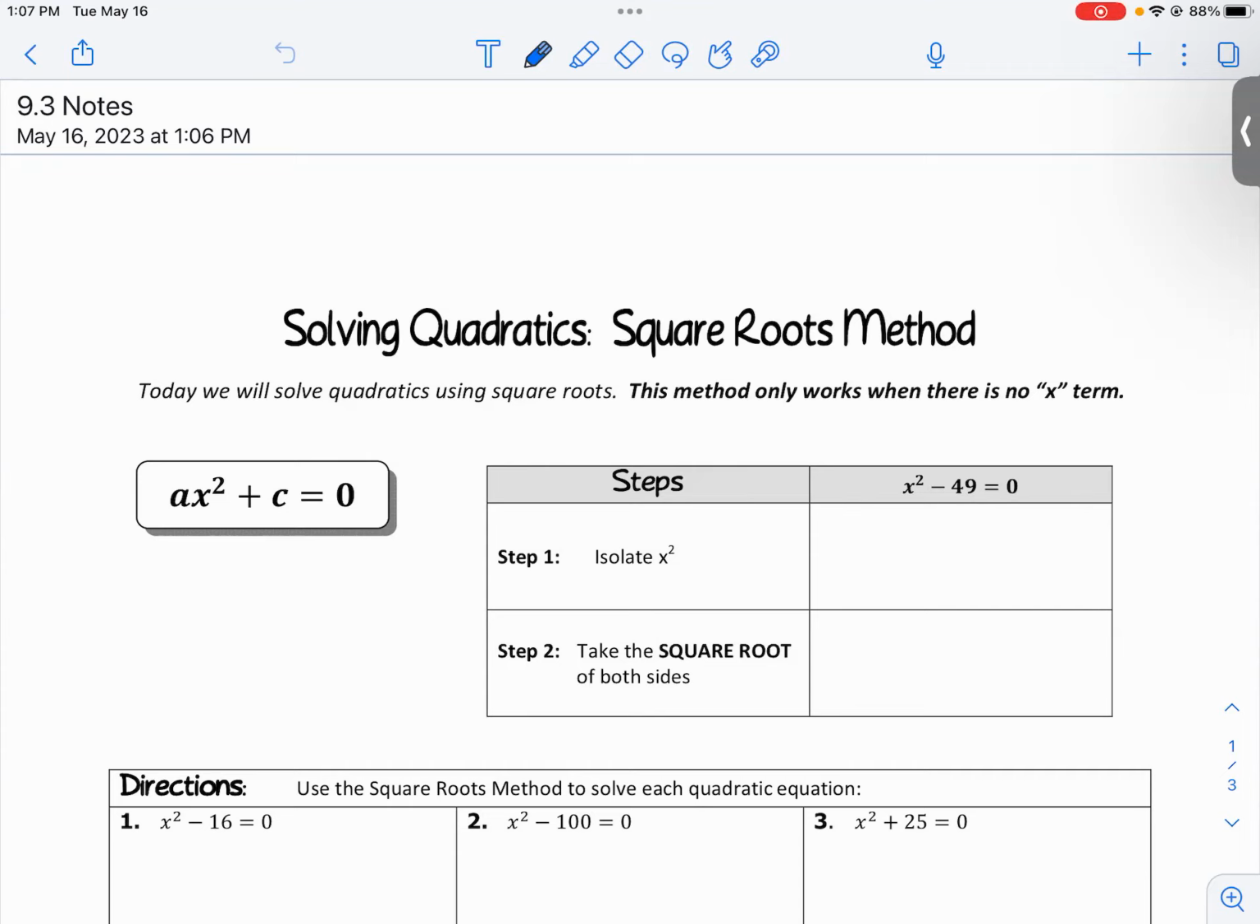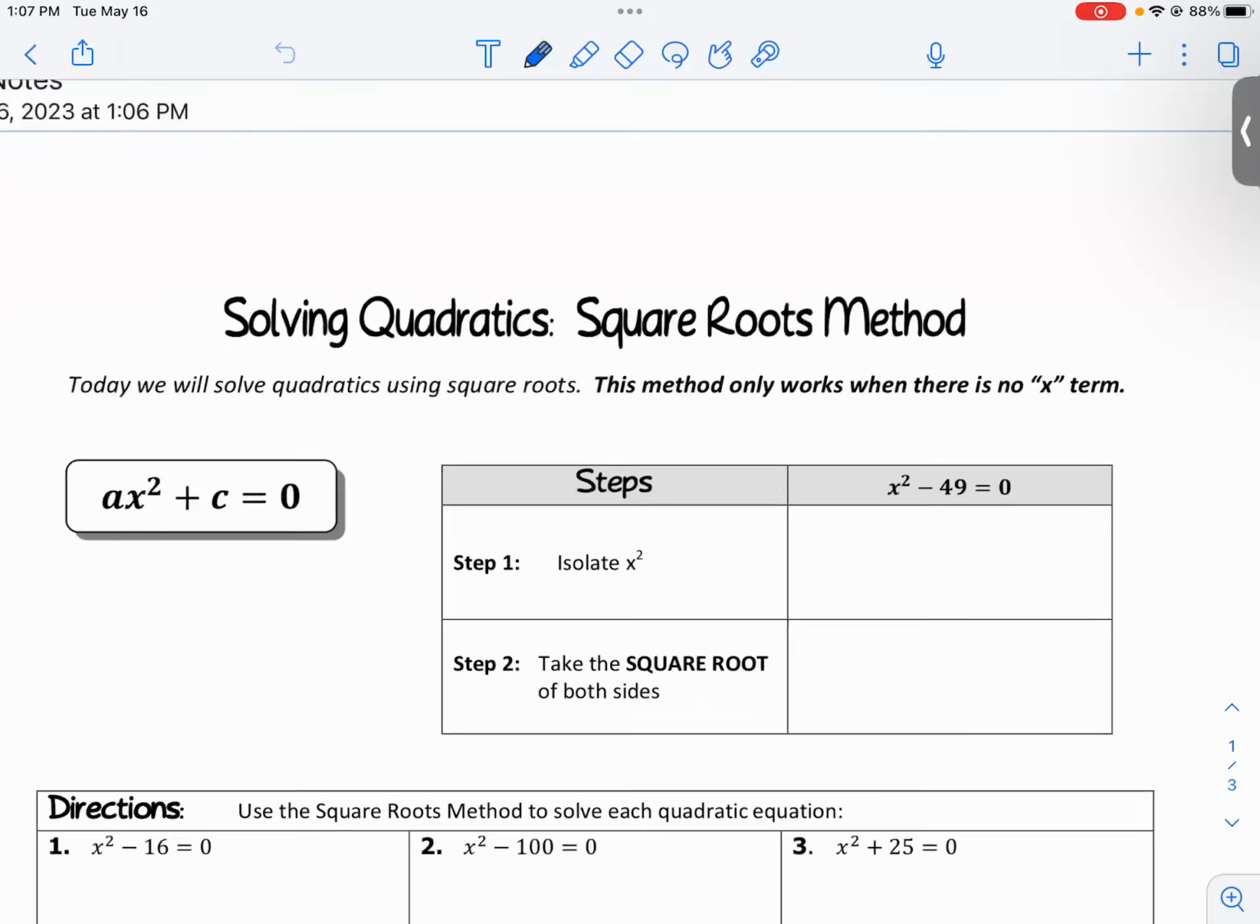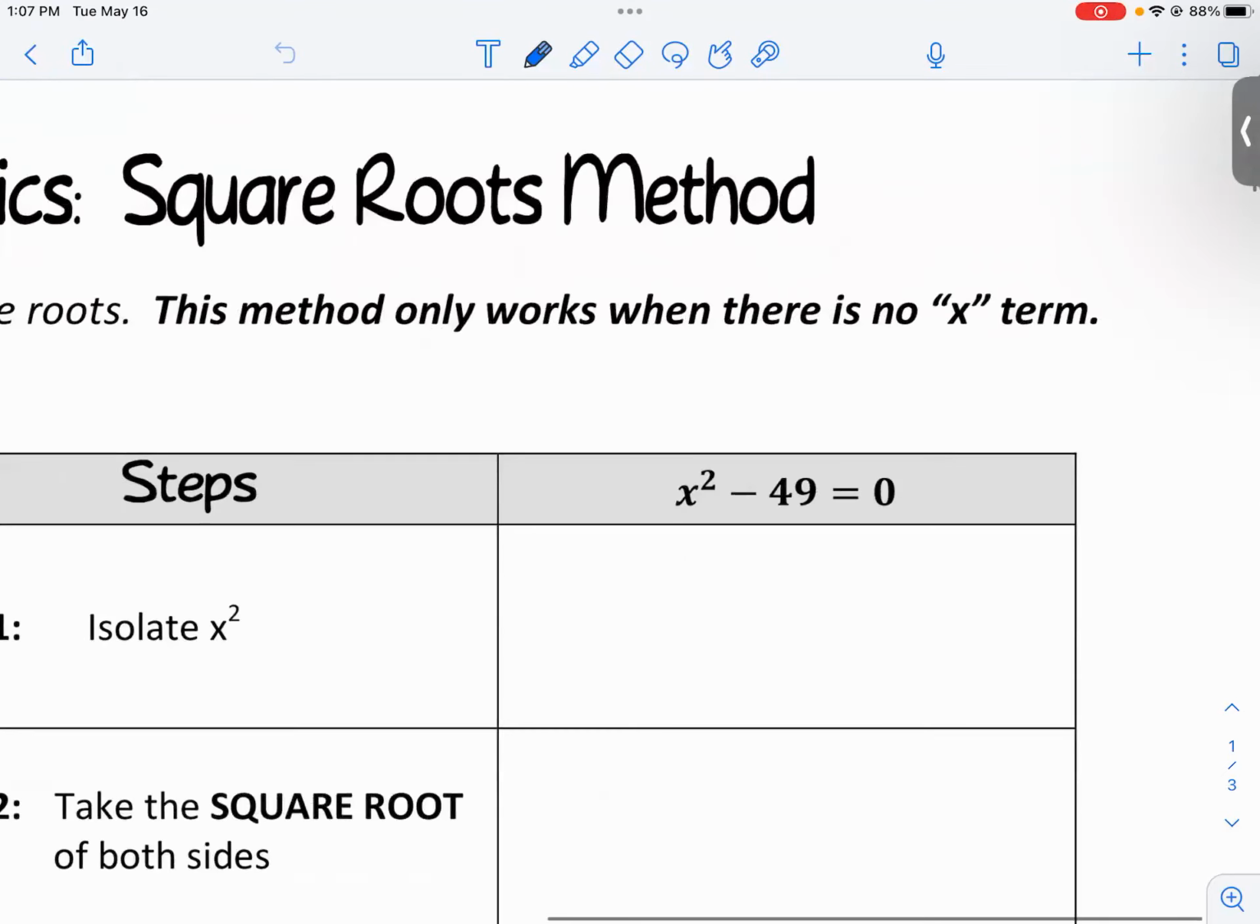In the event that we do not have an x term, so in the event that b equals 0, we can do what's called the square root method. If there's no x term, we can get x squared by itself and do what's called undoing the square. We're going to square root both sides.